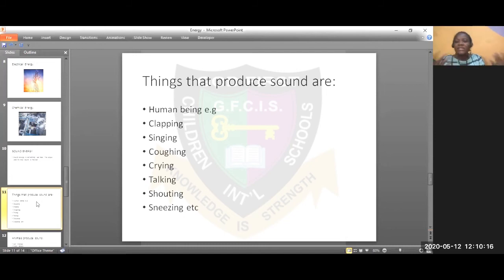Now, what are the sounds that we make as humans? First, we can clap. When I clap my hands, you can hear the sound. Toot-toot. You can hear the sound, right? And I'm singing at the same time. At times when you cough, it makes sound. At times when you do nothing, the mommy beats your socks for you. You start crying.